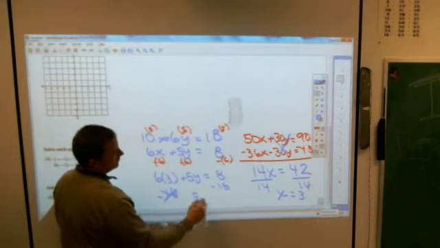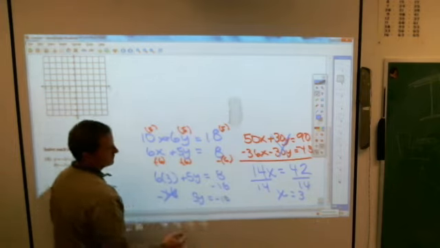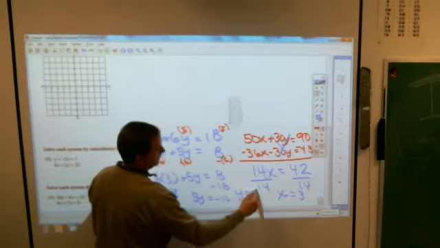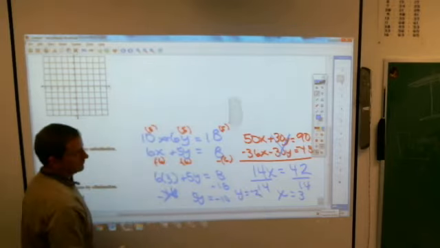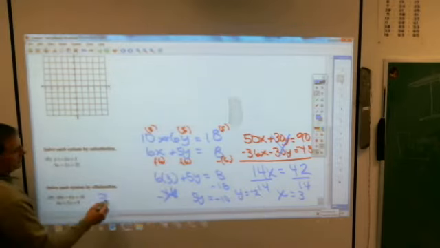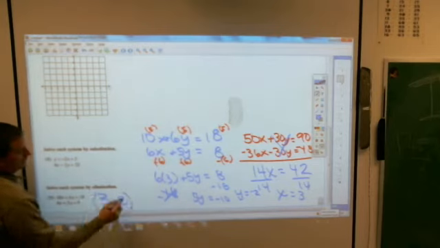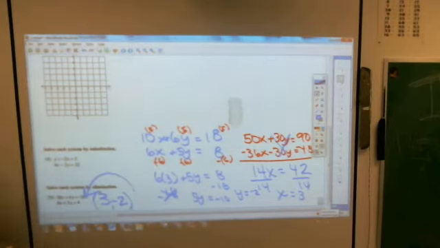I get 5y is going to equal negative 10, and y will be negative 2. So your answer, 3, comma, negative 2. Feeling good about this test. I don't know about you.